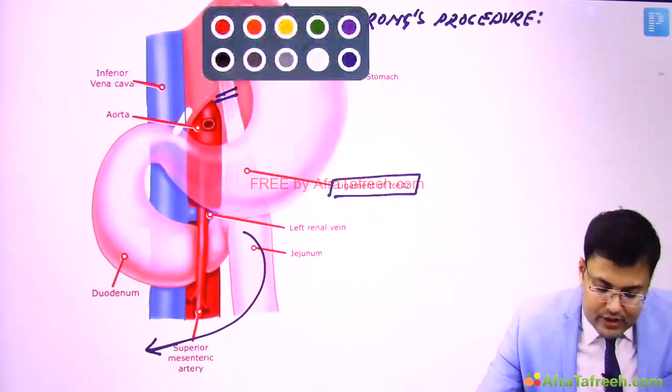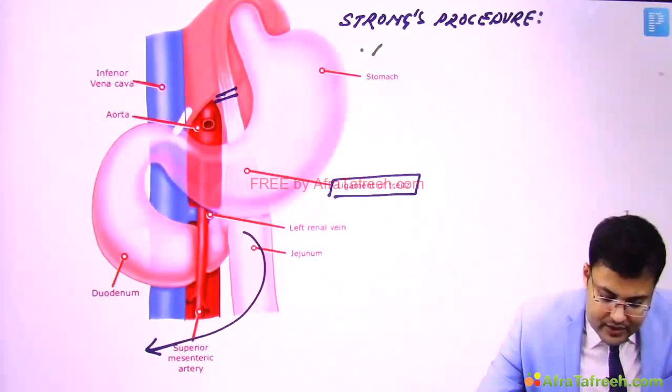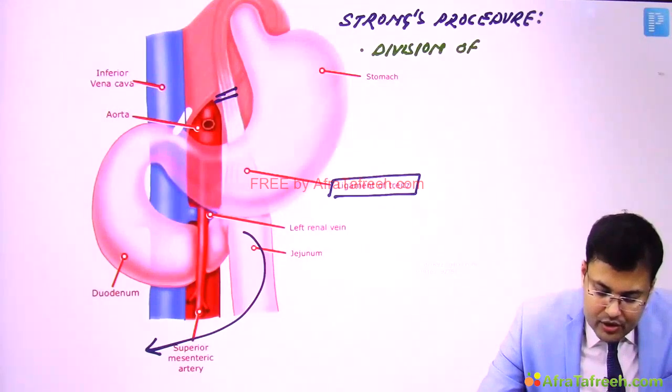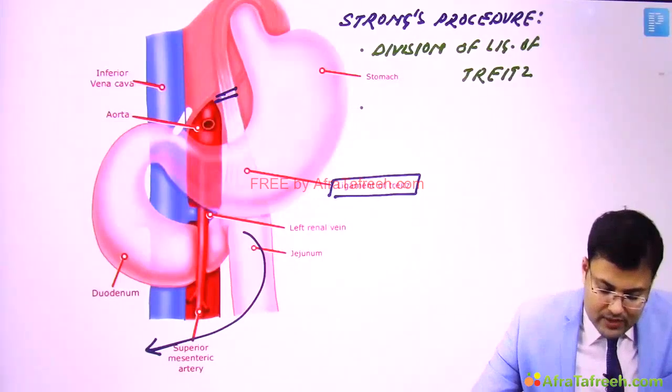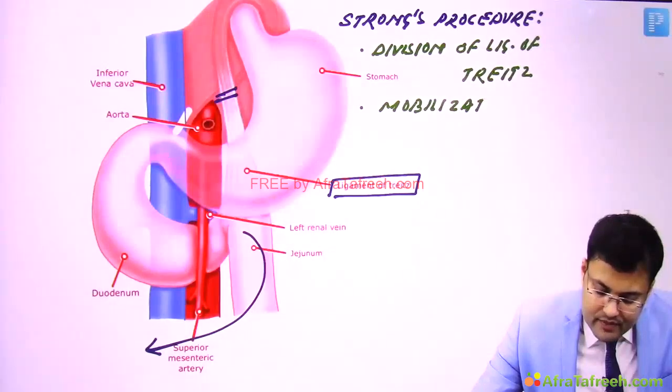So what are the components of Strong's procedure? First, division. This was asked in AIIMS, division of ligament of Treitz. And after that, mobilization of fourth part of duodenum.